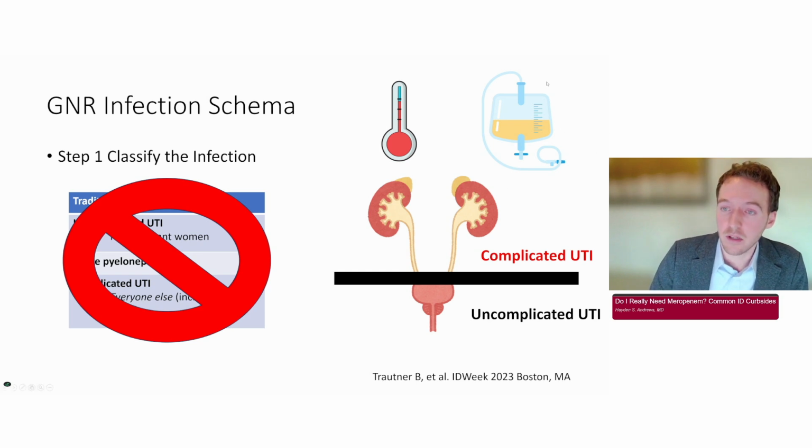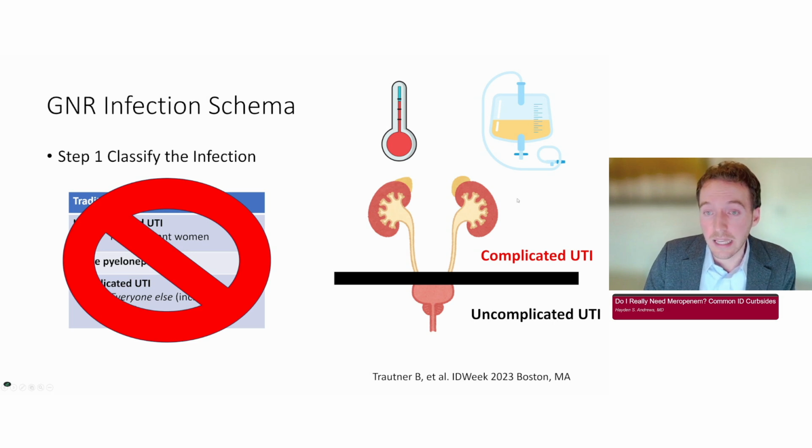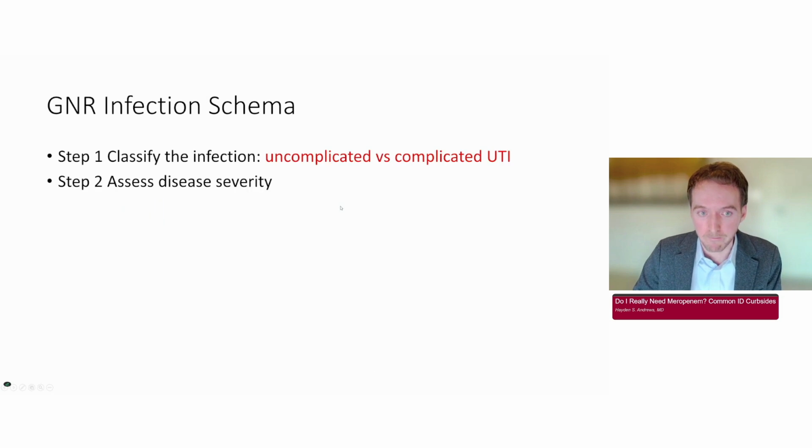The other thing with this symbol in the upper right is hardware. If there's hardware involvement, by definition, the infection has left the bladder. So if there's a Foley catheter, if there are stents in place, PCNs, by definition, that'll also be a complicated UTI. So step one of the infection, we're going to classify this with our framework. We're using UTI for this, uncomplicated versus complicated, thinking of where is the site of infection.